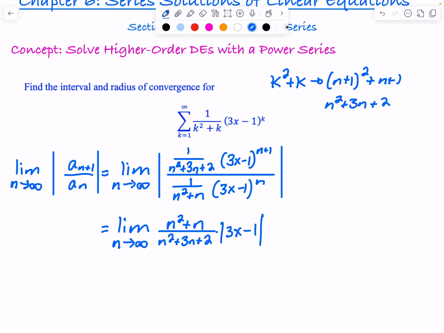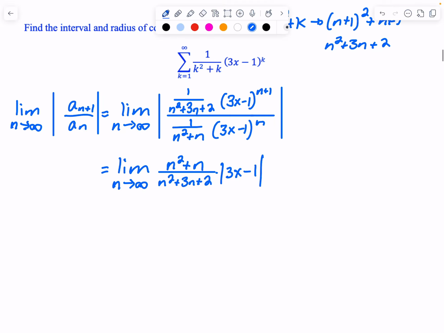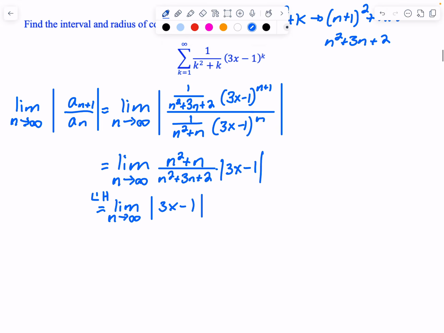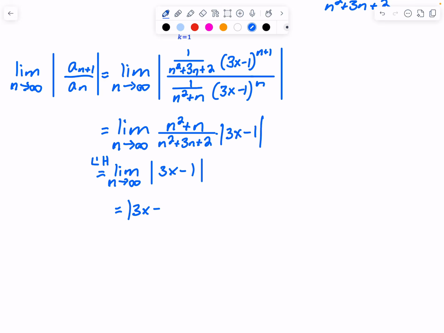From there, this is kind of how it works out every time. L'Hopital is going to get rid of the polynomials there. Notice that they're both n squared. If I plug in infinity, I get infinity over infinity, which tells me I can use L'Hopital. I'm going to use it a few times here all at once. This is just going to get me the absolute value of 3x minus 1. The fraction goes to 1 if I keep taking L'Hopital. So the limit of that thing is the absolute value of 3x minus 1. There is no n left.